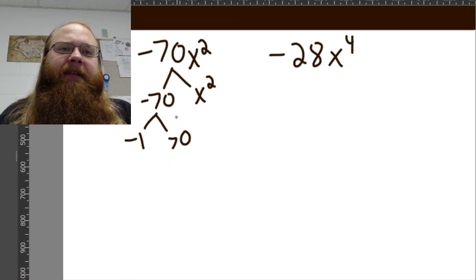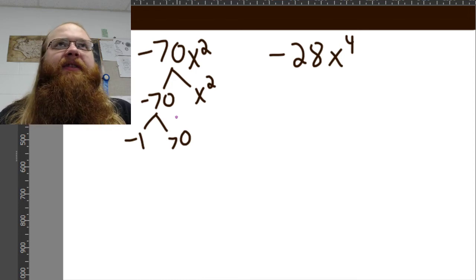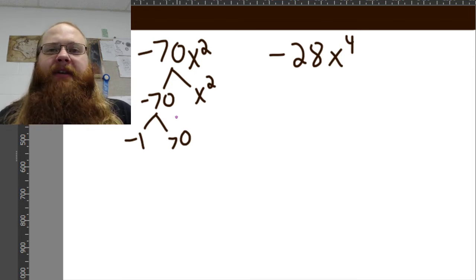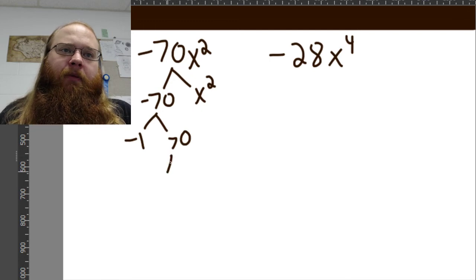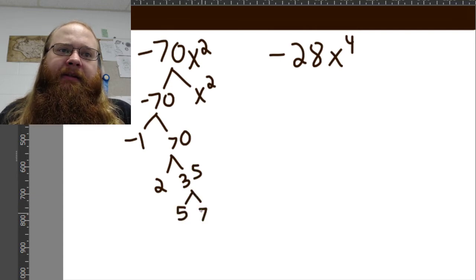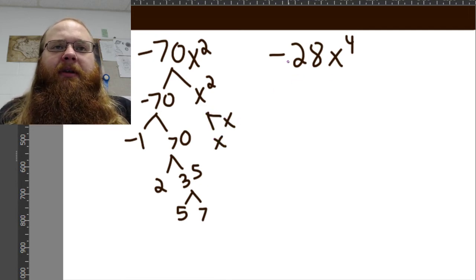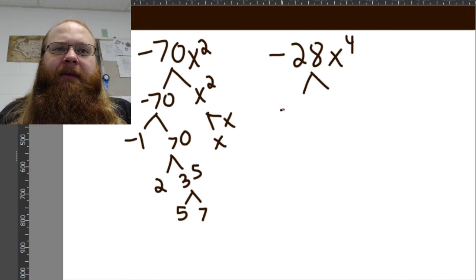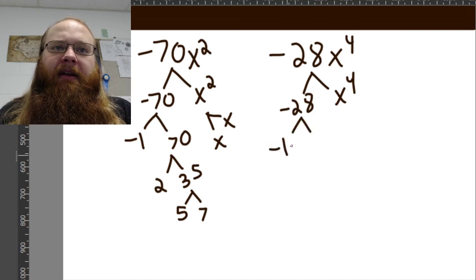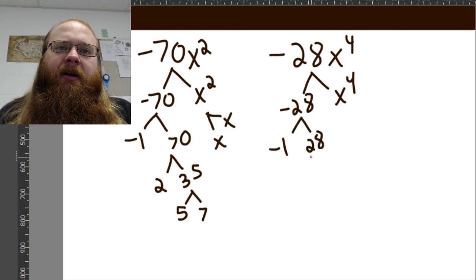Because if we were to factor a negative 70, we could have always had a negative 7, positive 10, negative 10, positive 7. So now to factor 70, we're going to get 2 and 35. And 35 is 5 and 7. Factor x squared, we get x and x. So negative 28 and x to the fourth. Again, we'll split this up first by negative 28 and x to the fourth. Take that negative 1 out of that negative 28. Now factor the 28, which is 4 and 7, which is 2 and 2.